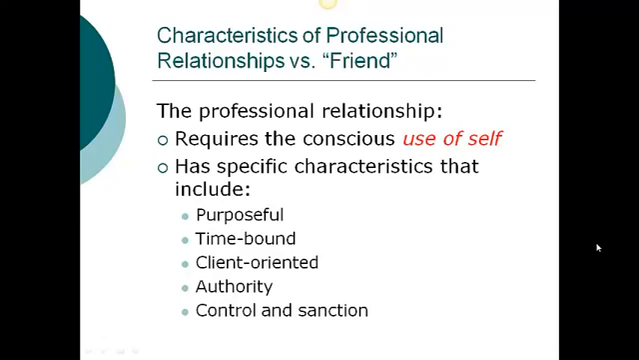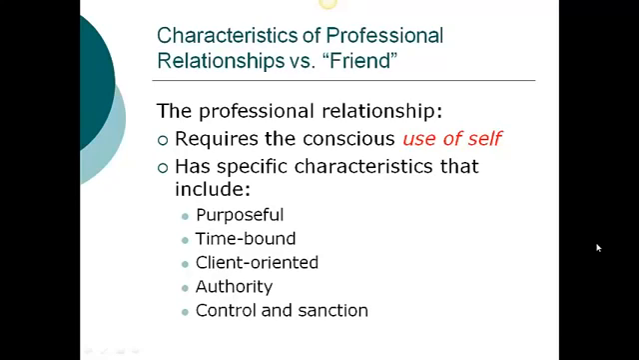So let's talk about the characteristics of the professional relationship versus a friend. The professional relationship requires the conscious use of self, which we have just discussed. The professional relationship also has specific characteristics that are different from a friend, and these include: there's a specific purpose for the relationship, it is time-bound, there is an endpoint, it is client-centered, it is not mutually productive. It is basically focused on helping the client.